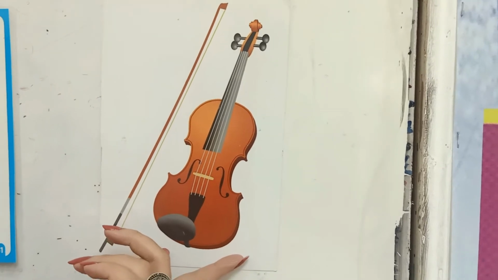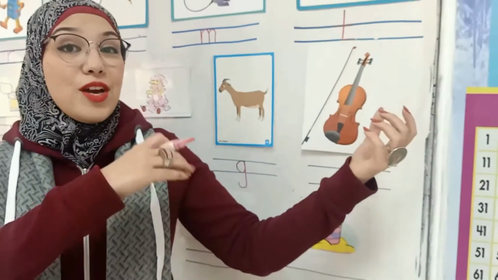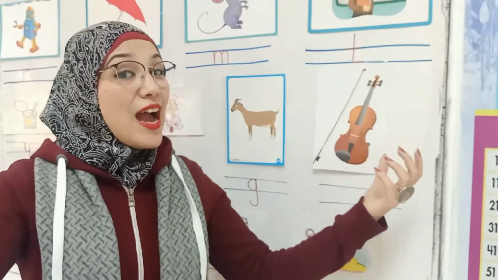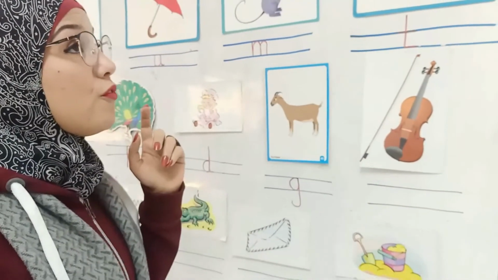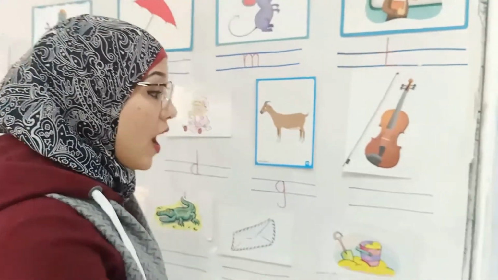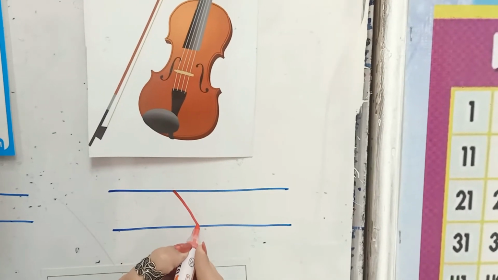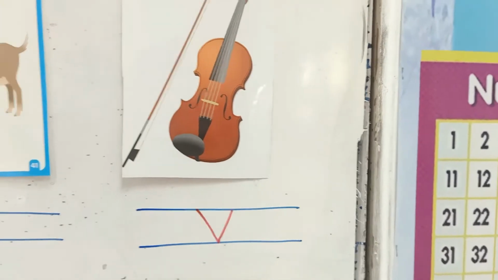Can you tell me what is this, KG1? Super! Violin. Violin starts with letter V. V is for violin. This is how to write letter V.